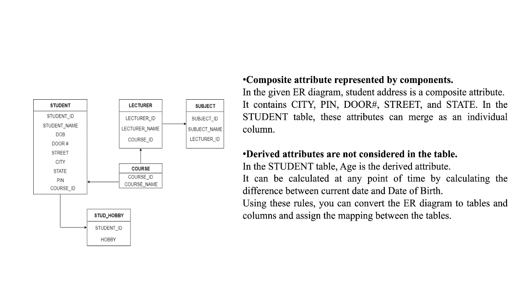Next step, a composite attribute is represented by its components. In the given ER diagram, student address is a composite attribute. It contains city, pin, door number, street and state. In the student table, these attributes can be merged as individual columns.